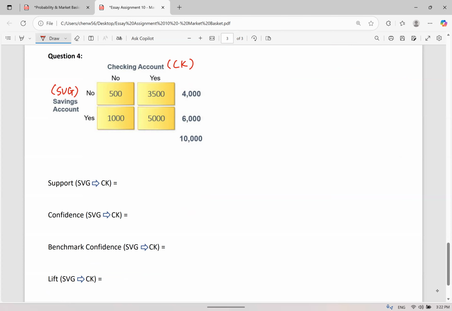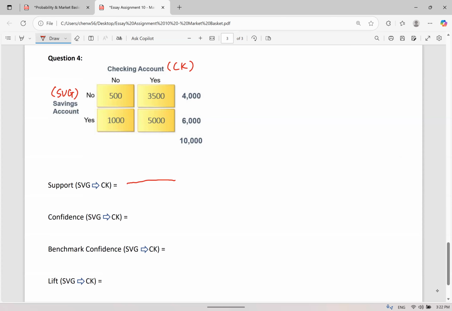So question 4 is a little bit challenging, right? Think about it carefully. So first, let's think about how to calculate the support. Support is the probability that contains both of these two, right? That will be savings and checking divided by all, by the definition. So this is A implies B.